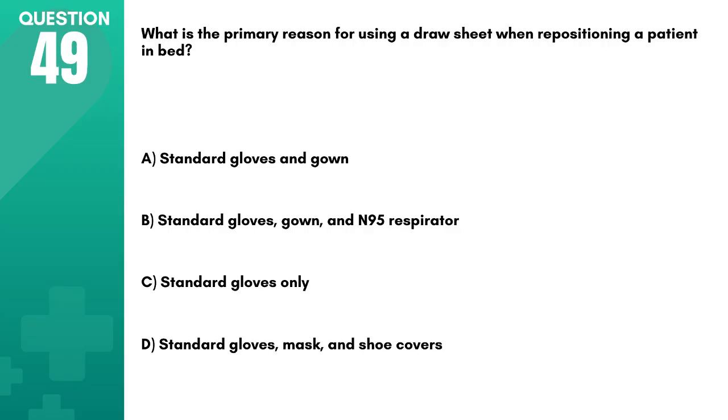Question 49. What is the primary reason for using a draw sheet when repositioning a patient in bed? A. To absorb moisture and keep the skin dry. B. To prevent pressure injuries by increasing cushioning. C. To facilitate movement and reduce friction on the patient's skin. D. To provide a surface for taking vital signs.